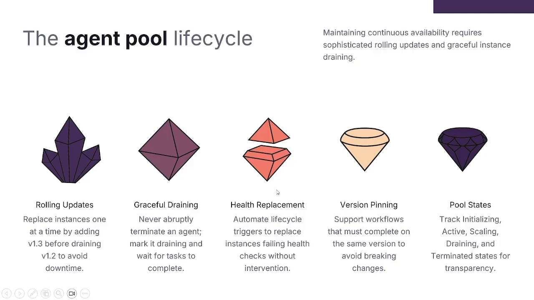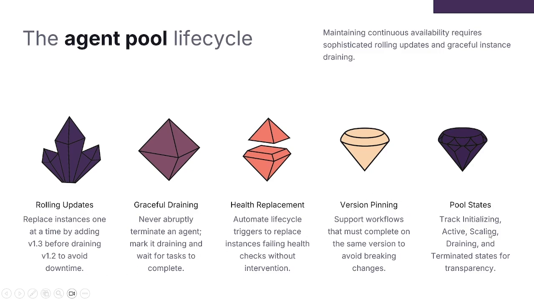Load balancing is good here. Version pinning: support workflows that must complete on the same version to avoid breaking changes. So let the workflow complete before you change abruptly. Keeping the agent version, like version 1 or version 2, is very important.